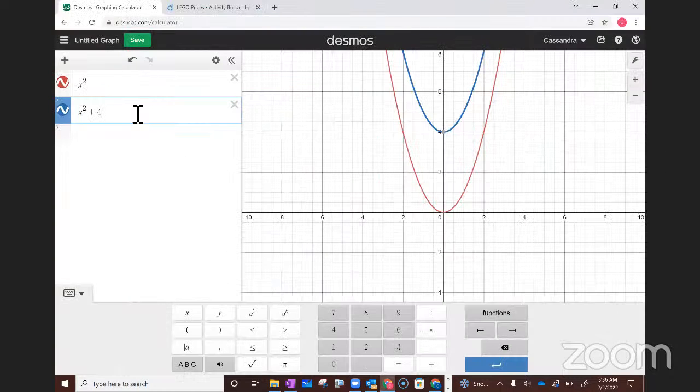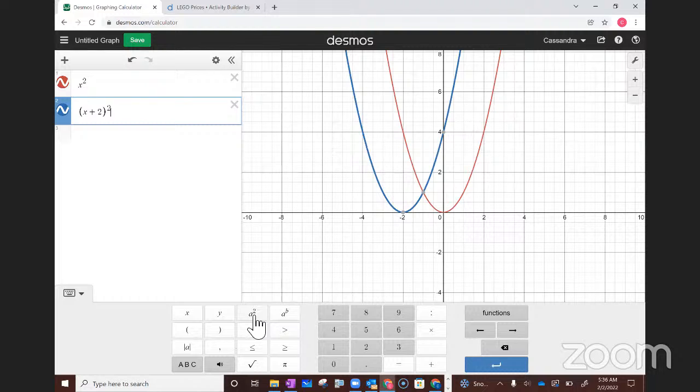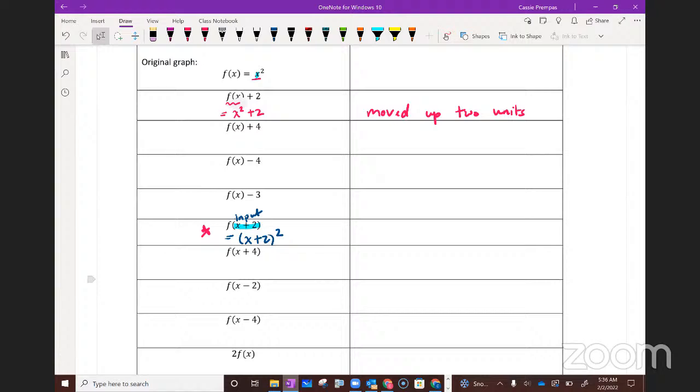So we have, instead, I'm going to put parentheses, x plus 2 squared. And I'll go ahead and use that button. And I can see, oh my goodness, the graph moved left 2 units. And so I can go ahead and say, well, it's moved to the left. Well, moved left 2 units.